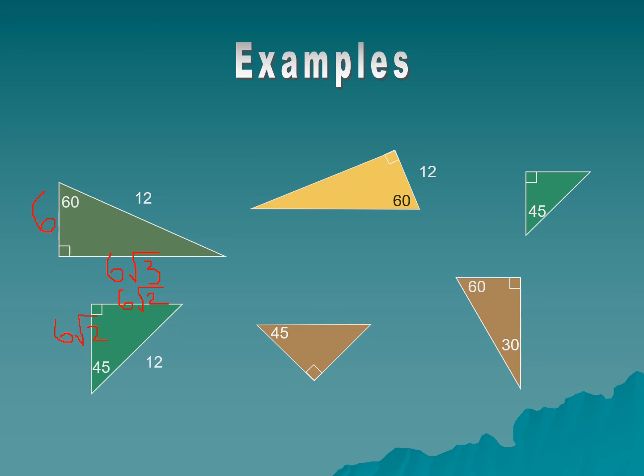Let's go back to the top, the 30, 60, 90 right triangle. If the short leg is 12, to find the hypotenuse, we double it. And then to find the longer leg, we keep it the same, but with the square root of 3 next to it. Next example. 45, 45, 90. If one leg is 12, it's pretty easy to remember that the other leg is identical, just 12. And the hypotenuse is 12 with the square root of 2 next to it.